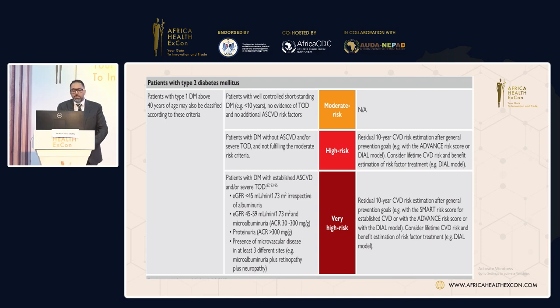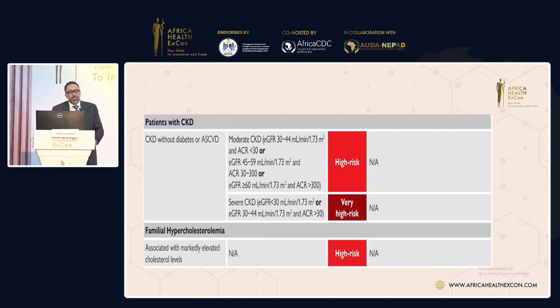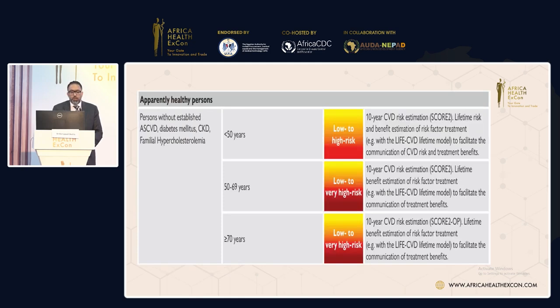When we talk about diabetes mellitus, diabetes without target organ damage and less than 10 years duration is moderate risk. When we have more than 10 years of duration without target organ damage, it is high risk. When we have target organ damage, of course, it is very high risk, or when we have more than 20 years duration or associated CKD. Finally, for CKD we have only high and very high risk. There is no CKD patient at moderate risk. All CKD patients are either high or very high risk for cardiovascular disease. And finally, in familial hypercholesterolemia, all of the patients are high risk for cardiovascular disease.